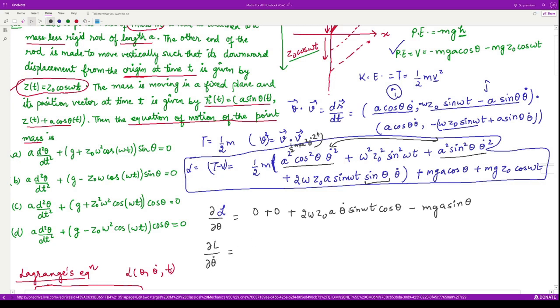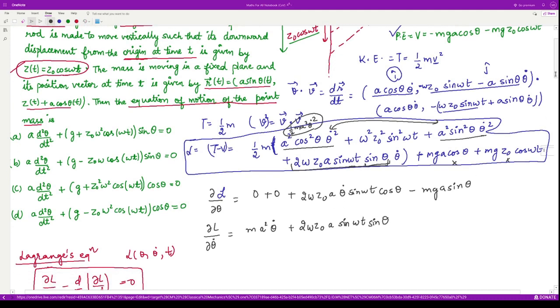So now let us calculate del L by del theta dot. So in the first term we have theta dot, so it would be m a square theta dot. In the second term there is no theta dot. Then in this we have theta dot, so it would simply be plus 2 omega z naught a sine omega t into sine of theta, because all these terms will be constant when you differentiate partially with respect to theta dot. Here there is no theta dot, here there is no theta dot. So these are the terms available with you.